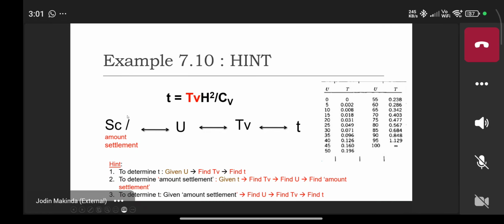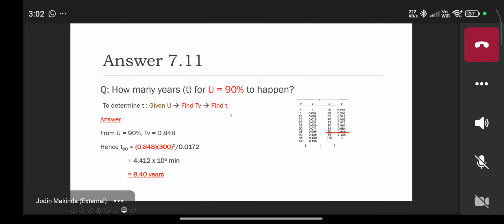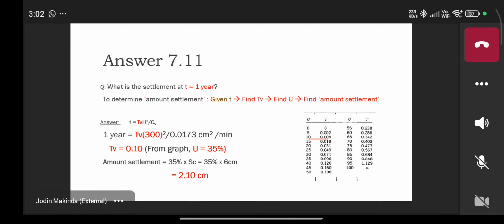So if you find it difficult to understand, you always focus on this. Now next, what is settlement in 1 year? Meaning that what? You want to find SC, but you are given time. What is settlement SC in 1 year, T equivalent to 1.